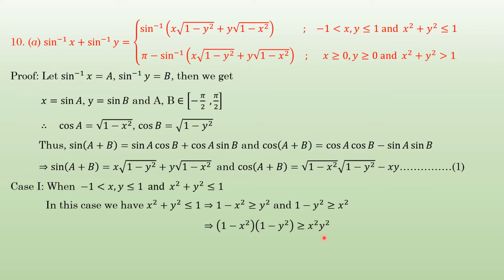Just writing that one. And after that, here we need root over 1 minus x square into root over 1 minus y square minus xy. So first of all, I am taking the square root and then shifting this xy to the left. So first taking the square root, it is root over 1 minus x square into 1 minus y square is greater than xy only, and shifting to the left, it is greater than or equal to 0. And this is actually the value of cos(a plus b). So I am writing here cos(a plus b) is greater than 0.